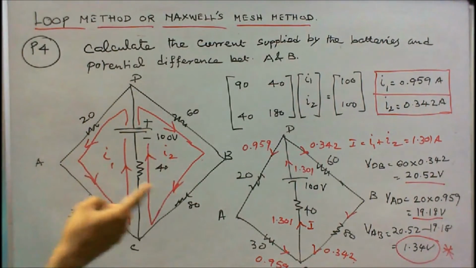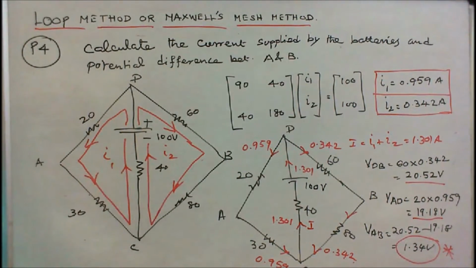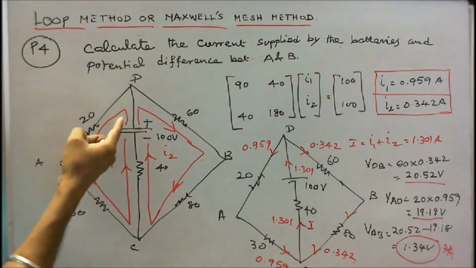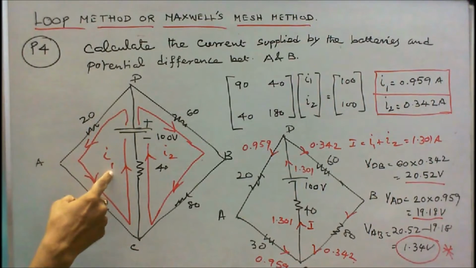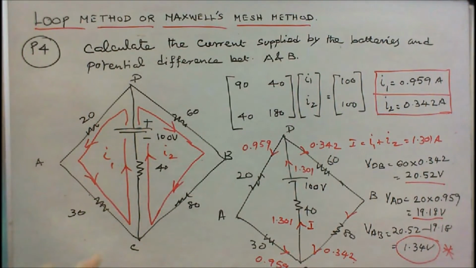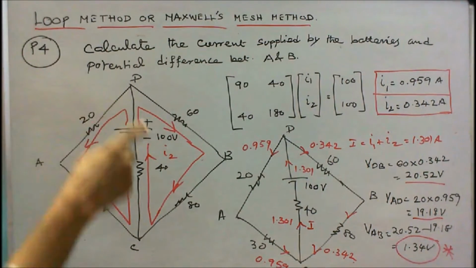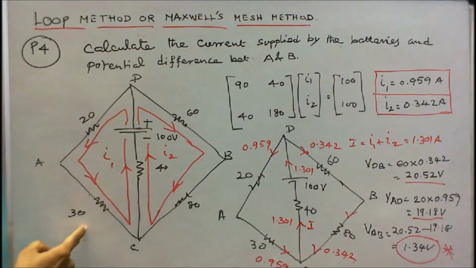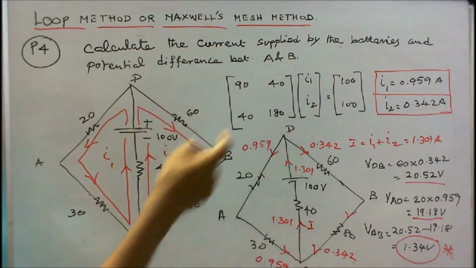There are 2 loops. This is loop 1, this is loop 2. The loop current direction is positive to negative. This is loop current I1, positive to negative, and this is I2. Now I have to form the Maxwell's mesh matrix. The first loop resistance is 20 plus 40 plus 30, that is equal to 90. That is the diagonal element.